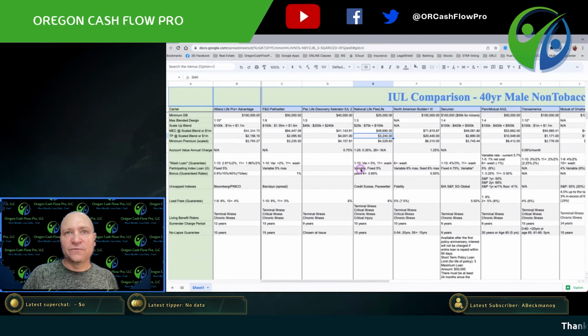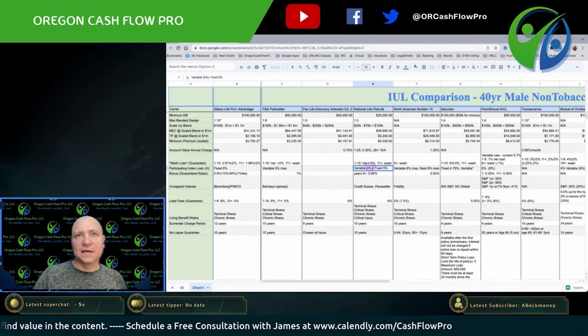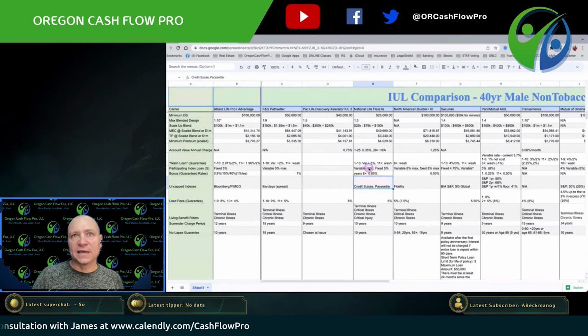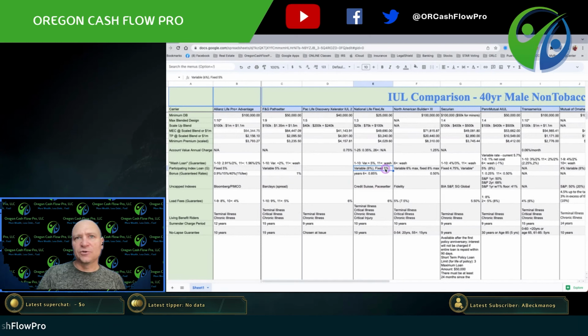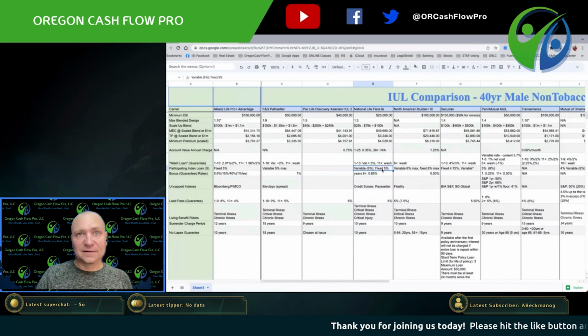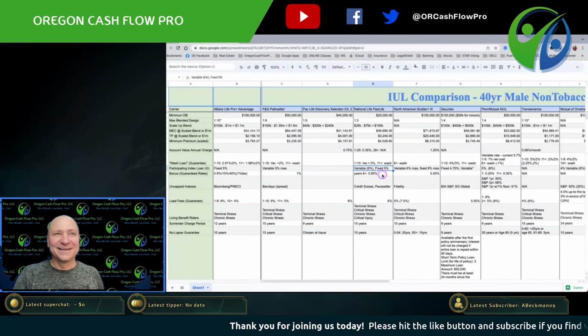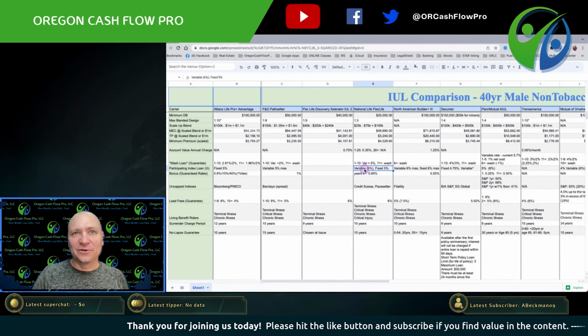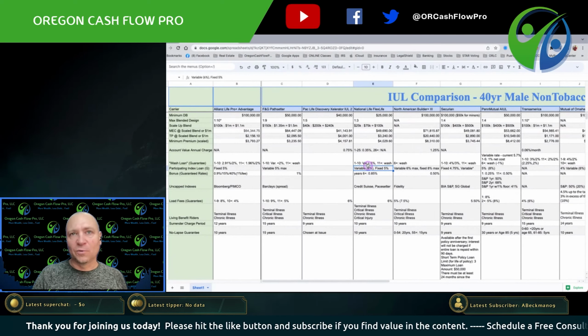Participating index loan is variable. So National Life, it can go up to 6%. Okay, it's not currently at 6%, but it can go up. Now, they also claim they have some type of a fixed participating index loan at 5%. That one's kind of weird language because it's actually not fixed. It can adjust. So I'm not sure what that's about. In general, we don't really look at it. We're either using the variable or we're using the wash loan.